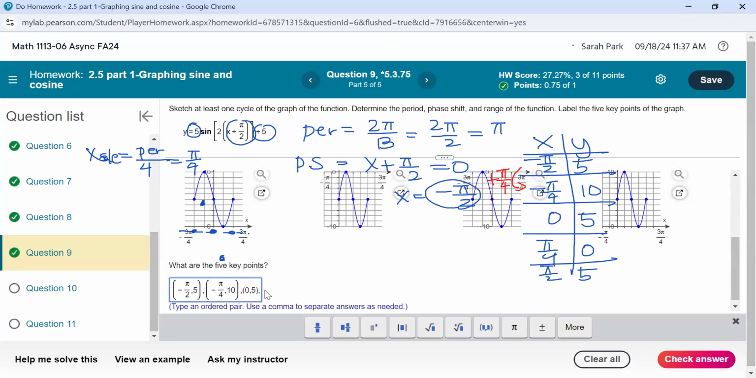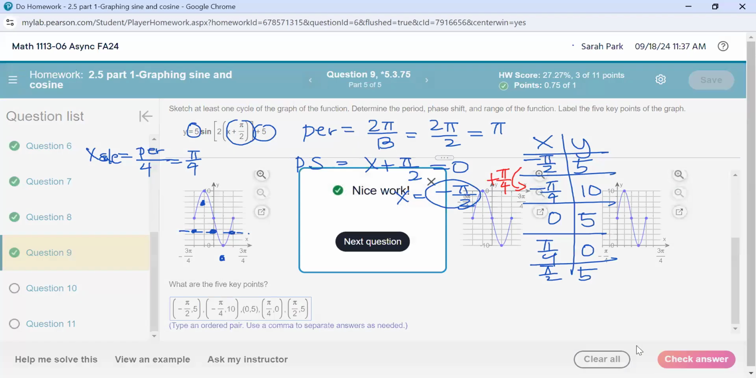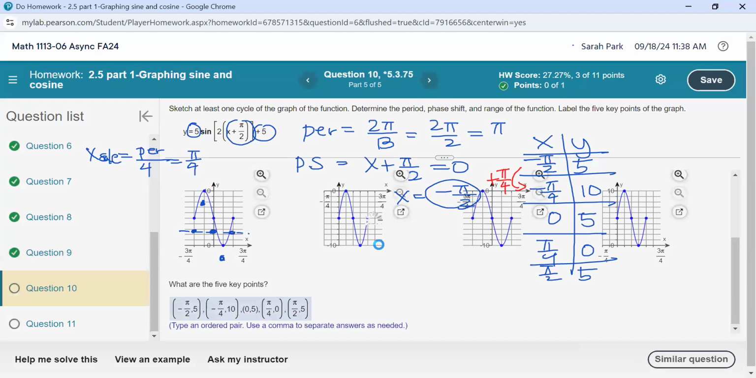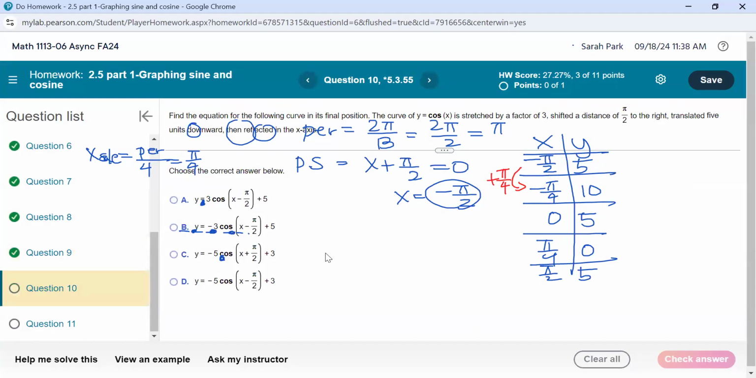0, 5. Pi over 4. You also need to make sure you're typing in your commas correctly. Pi over 2, 5. And let's check. Okay, so I hope that was helpful in finding the key points. I also want to do, actually maybe we'll do this one and then we'll go to the 2.5 part 2.